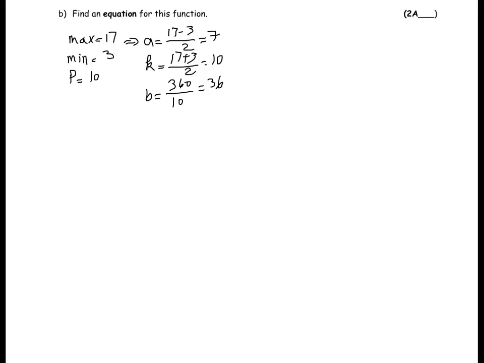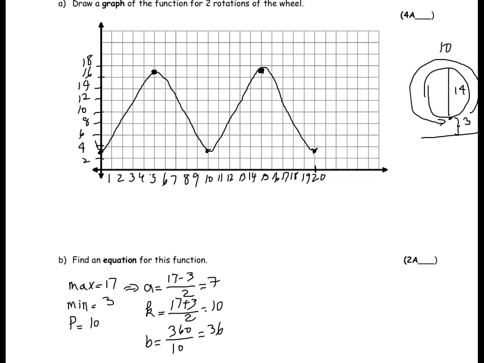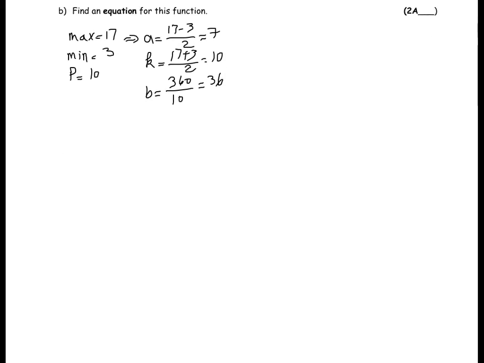Now, if you look back to the graph that we had before, you can see that the first maximum occurs here with x equal to 5. This means that our h value is going to be 5, which is the x-coordinate of one of the maximums. So I can write the equation as y is equal to a, which is 7, cos, b is 36, times x minus h, x minus 5, plus k, which is 10.